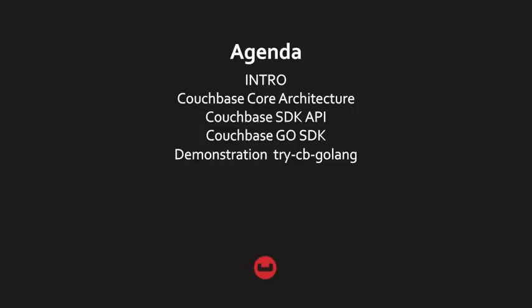What we're going to do is have a brief intro and walk through this. We'll talk about the Couchbase Core architecture, the core Couchbase SDK API, and the Couchbase Go SDK, and then we'll go through a short demonstration that shows our try sample application that you may be familiar with on other platforms. In addition to what Ali said, we will send some follow-up information on locations where you can download the GitHub repository and the tutorial.